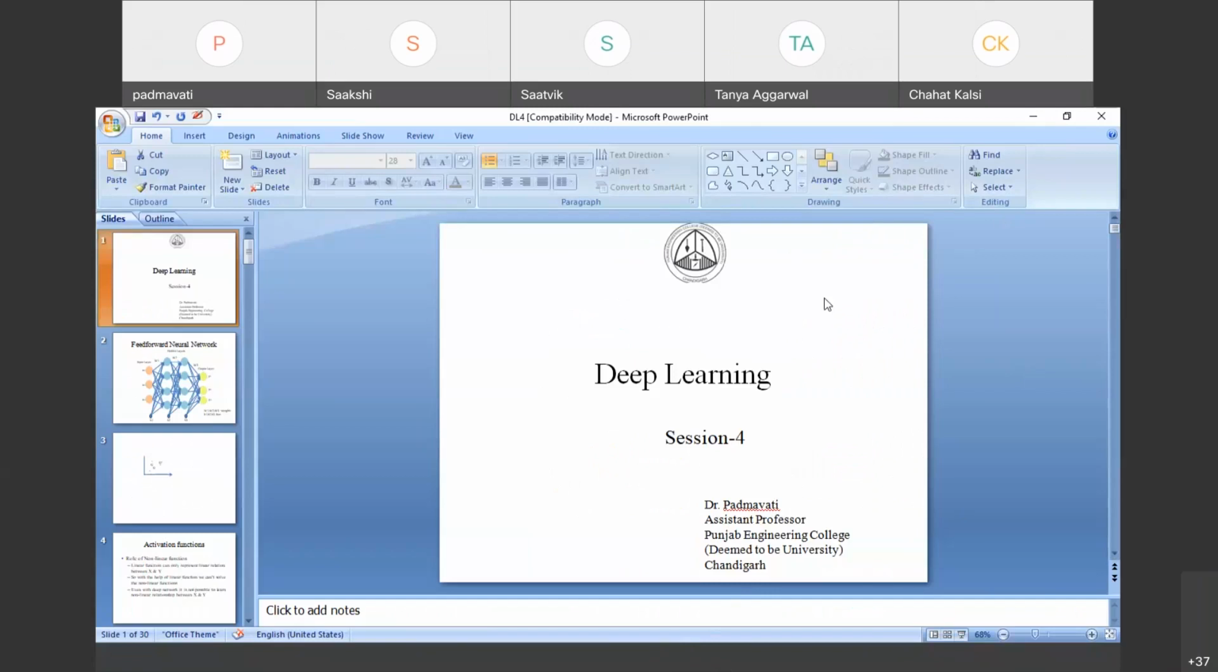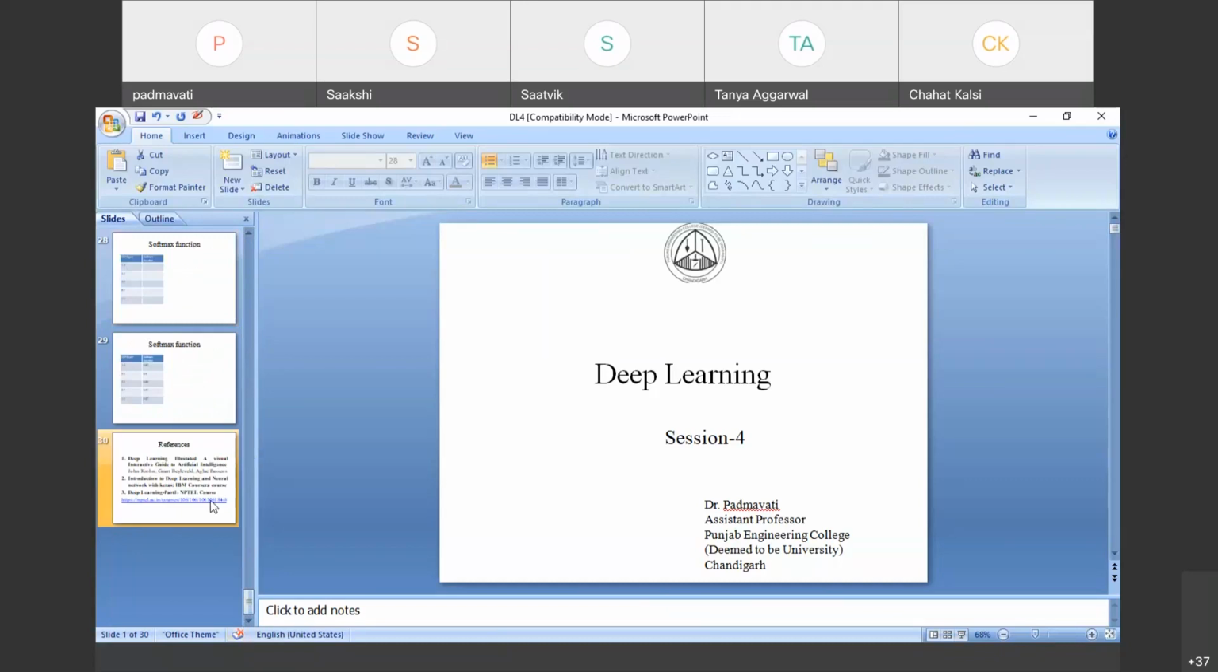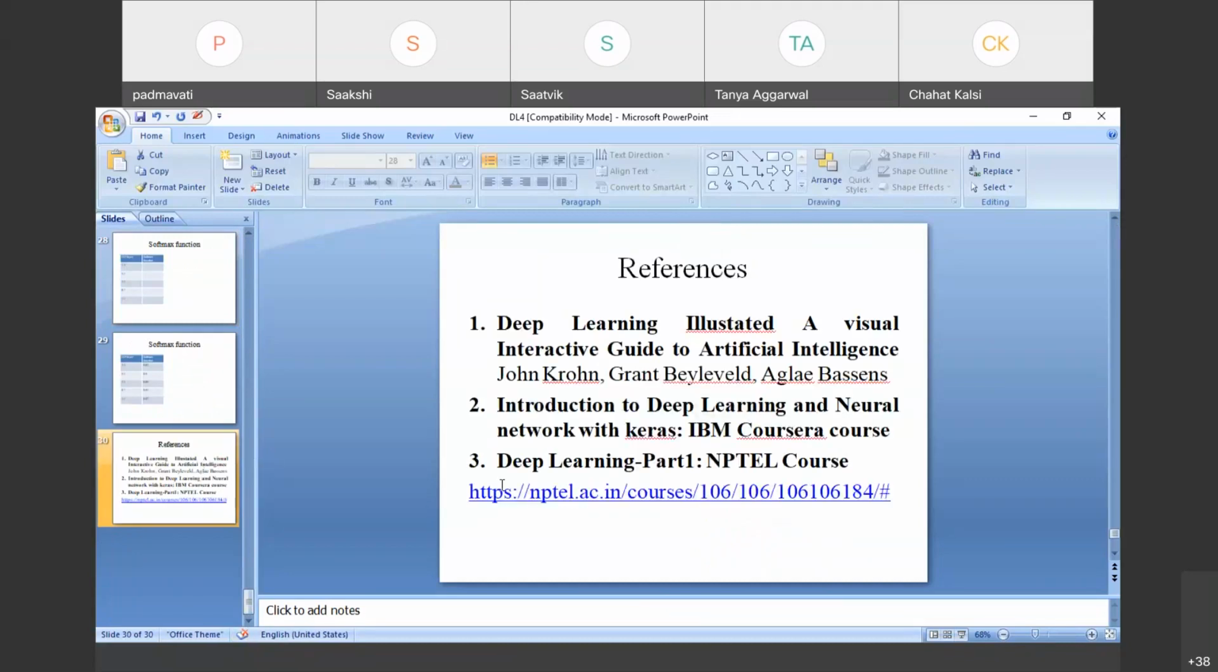A small minor correction in yesterday's presentation. Yesterday's presentation was a fourth session. Okay. And one more slide that I wanted to highlight for yesterday's class was this. These were the different references I referred for yesterday's session, right?